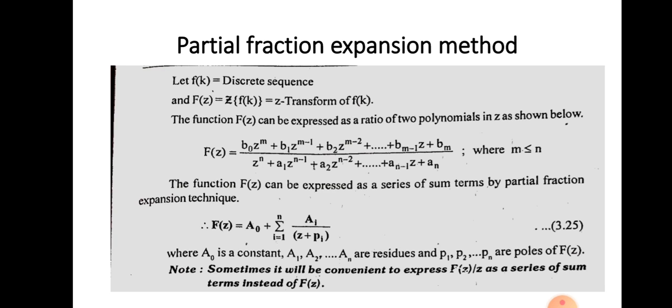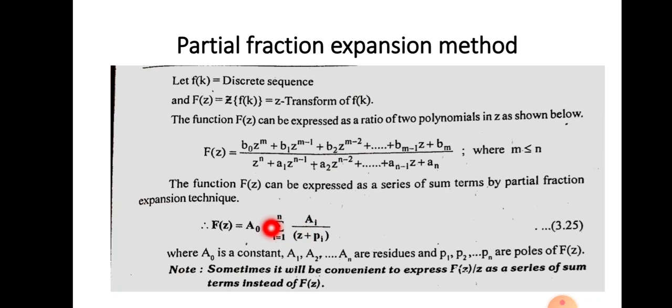In the question we will be given the Z transform pair, that is F of z. This F of z is in the form of P by Q, that is b0 z raised to m plus b1 z raised to m minus 1 plus etc., divided by z raised to n plus etc. Here the condition we are taking is m less than or equal to n. In this case we can represent this F of z in this form, that is a0 plus sigma i equal to 1 to n of ai by z plus pi.